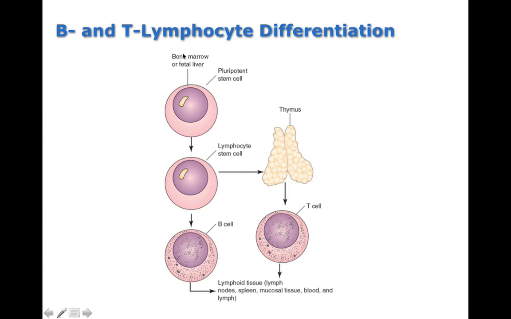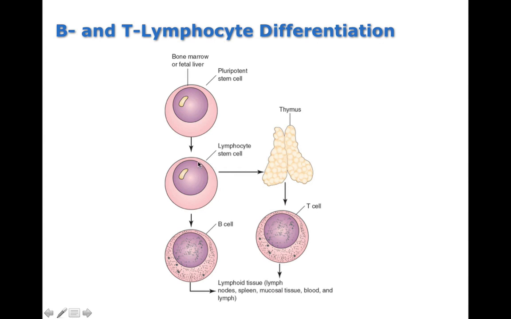Now, just to summarize this process, remember we said that we have the hemocytoblast, which is a pluripotent stem cell here. This can differentiate into myeloid and lymphoid stem cells. This lymphoid stem cell can differentiate into B cells and T cells. Now, if they differentiate into B cells, this is going to occur essentially in bone marrow, right? And these B cells will mature in bone marrow, and then they'll move over to lymphoid tissue from there, like your lymph nodes, spleen, mucosal tissue, like MALT, mucosal-associated lymphoid tissue, which would be like your appendix and your Peyer's patches. But they can also circulate in blood and lymph.